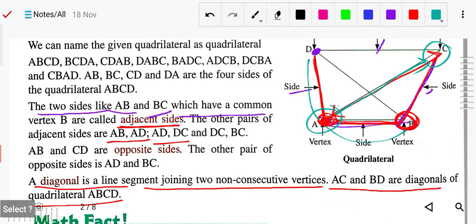These two vertices are non-consecutive, meaning they do not come just after one another. Like A, then after B, then D, so A and D are not continuous. Or you can say opposite. Likewise these two vertices also. This is the diagonal joining D and B, which are opposite. So this is called the diagonal. What is a diagonal? A line segment joining two non-consecutive vertices.